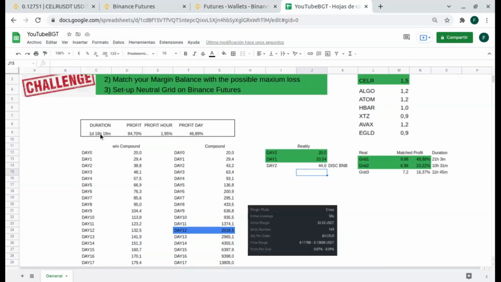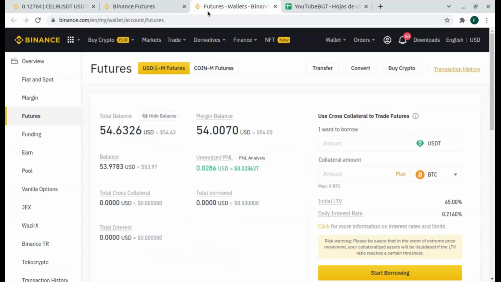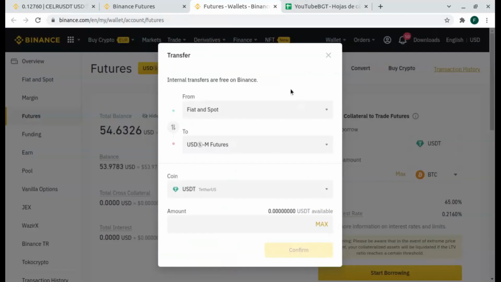So now this table shows the grid. We have 3 grids. Number 1 and number 2 were already closed, and the total profit is 84%, and that gives us almost 50% profit per day, which is a lot. This is because it's a very high risk operation.